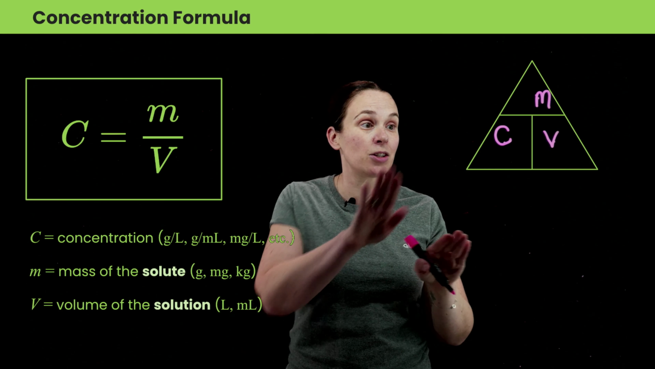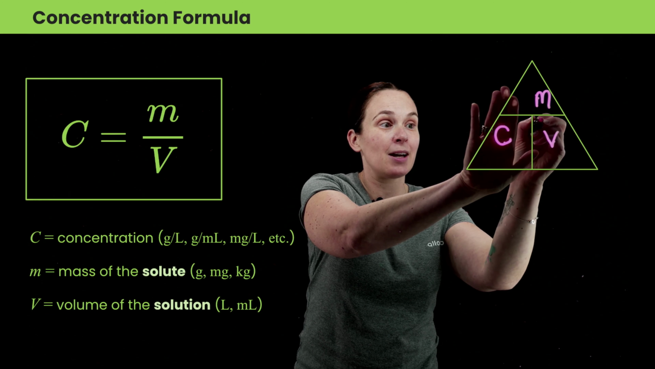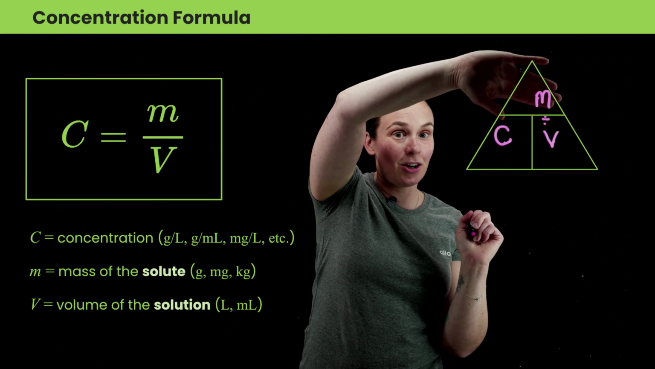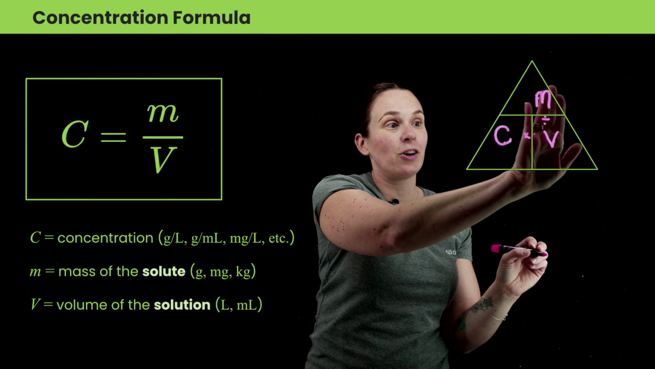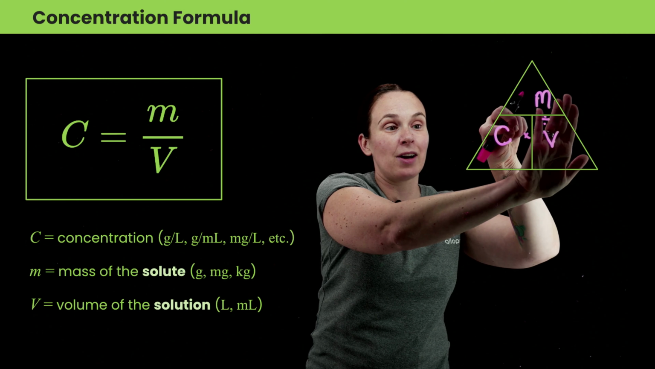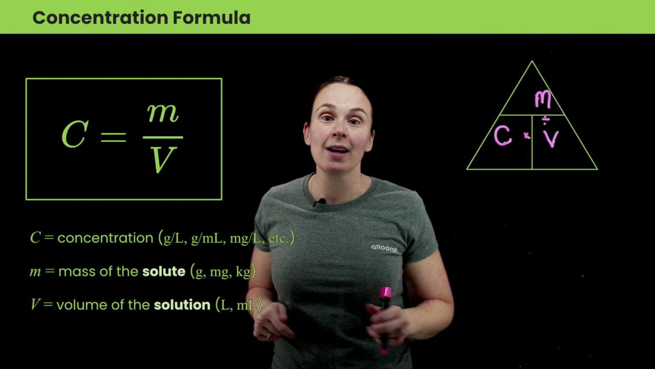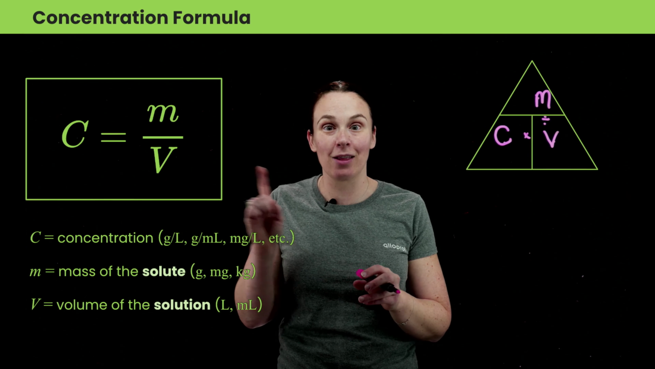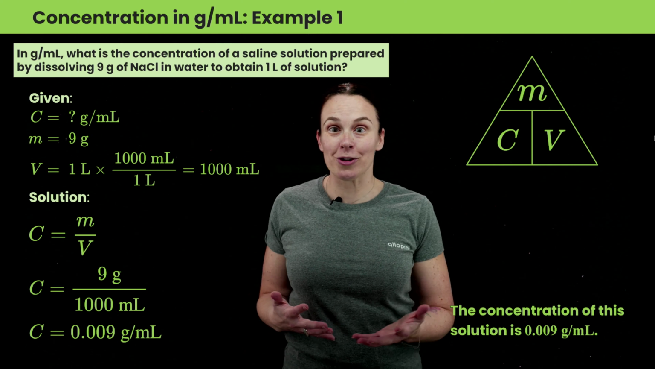So if I want to find concentration, I hide it with my hand. Concentration is mass divided by volume. If I want to find mass, it's concentration times volume. If I want to find volume, it's mass divided by concentration. And so that's a really cool way to help you manipulate the formula to solve any value in this formula. So let's figure this out using a first example.